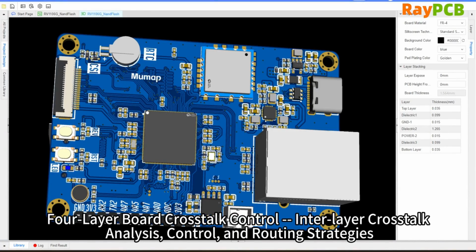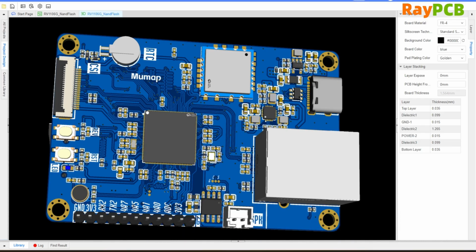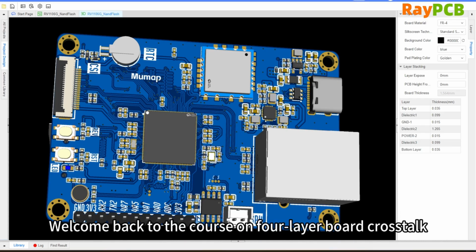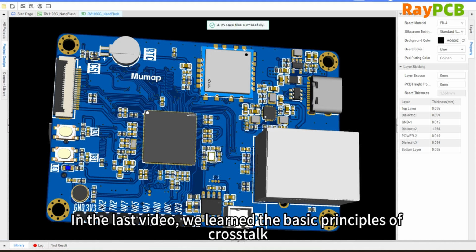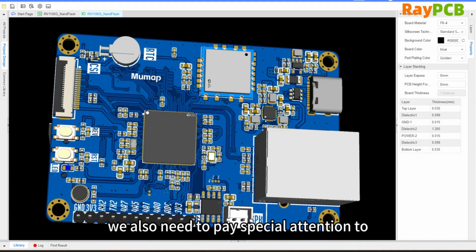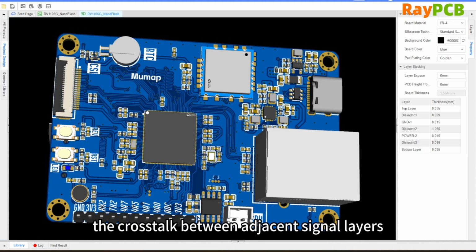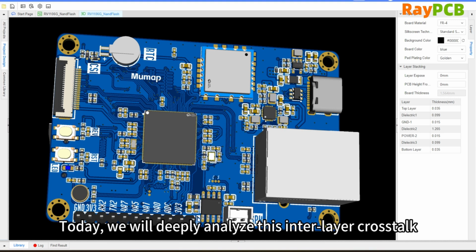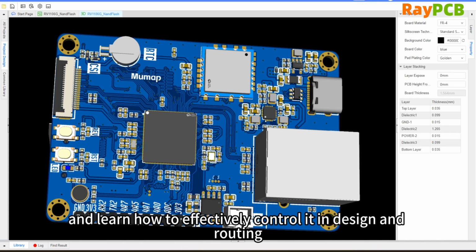Today our topic is 4-layer board crosstalk control, interlayer crosstalk analysis control, and advanced strategy. Welcome back to the 4-layer board crosstalk control course. In the previous video we learned about the basic principles of crosstalk. In 4-layer boards, besides crosstalk within the same layer, we also need to pay special attention to crosstalk between adjacent signal layers. Today, we will take an in-depth look at this type of interlayer crosstalk and learn how to effectively control it during design and routing.